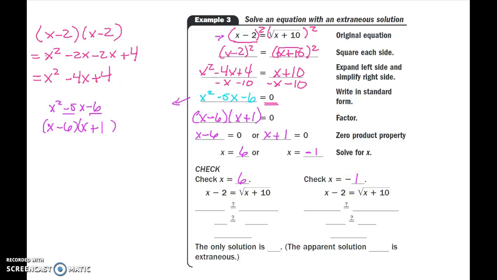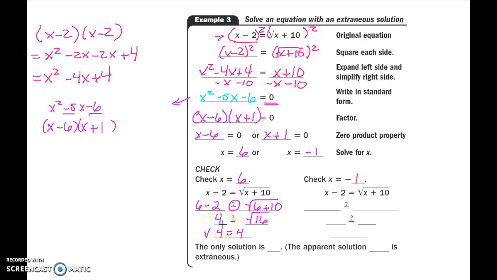So I'm going to check 6 over here. 6 minus 2, and this little sign here means, is it equal to? That's what this means. And so does 6 minus 2 equal the square root of 6 plus 10? Well, 6 minus 2 is 4, and 6 plus 10 is 16. So 4 does equal the square root of 16, which is 4. So that one checks out.